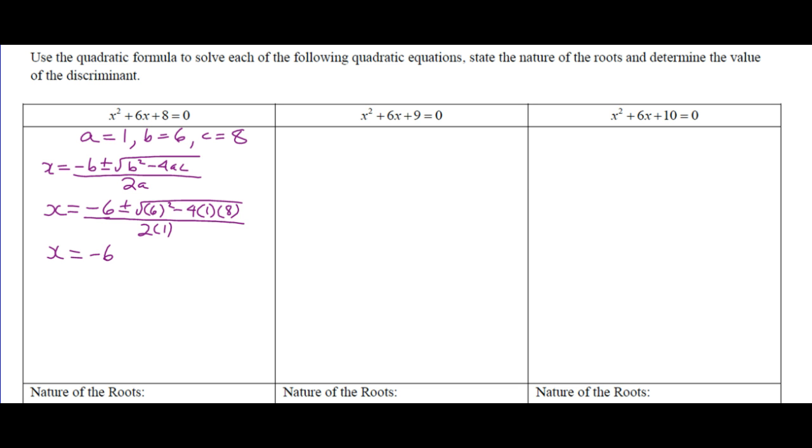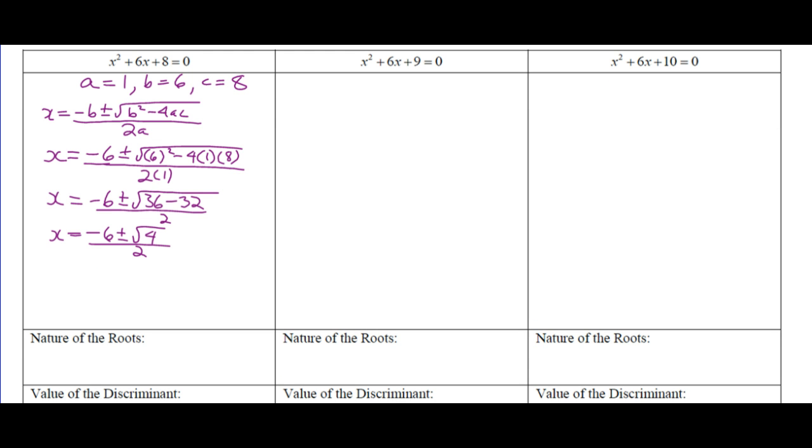So we've got negative 6 plus or minus the square root. I'm going to show a little more detail: 36 minus 32, over 2. So that's negative 6 plus or minus the square root of 4, over 2. It turns out this would have factored. How do I know it would have factored? Because I've got the square root of 4, which is 2. It doesn't matter at this point.